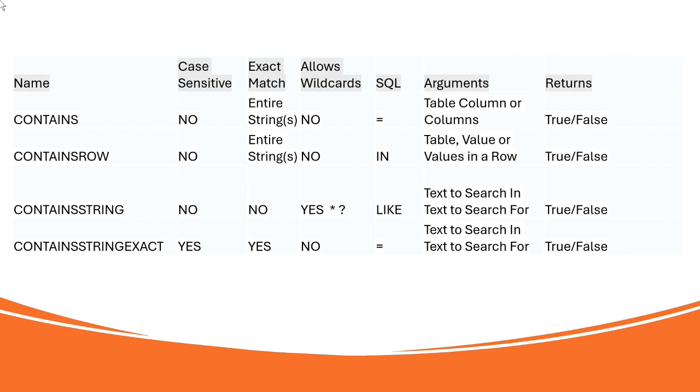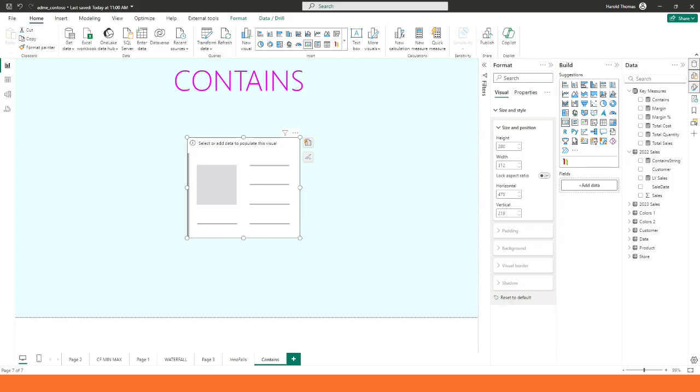So let's head on over to Power BI and show you what these things look like. I'm just using my ADME Contoso database. You'll find it in the link in the description. So I've just got a blank card visual, and let's do some DAX.